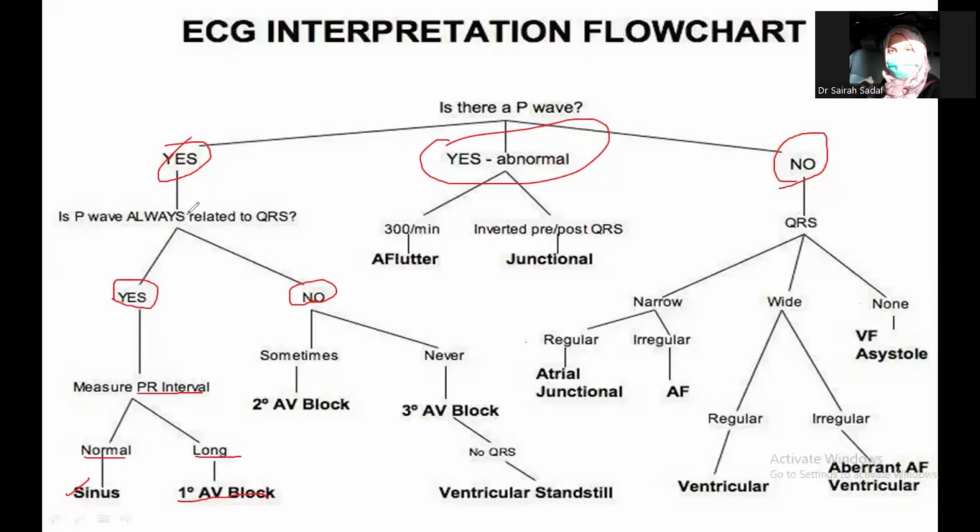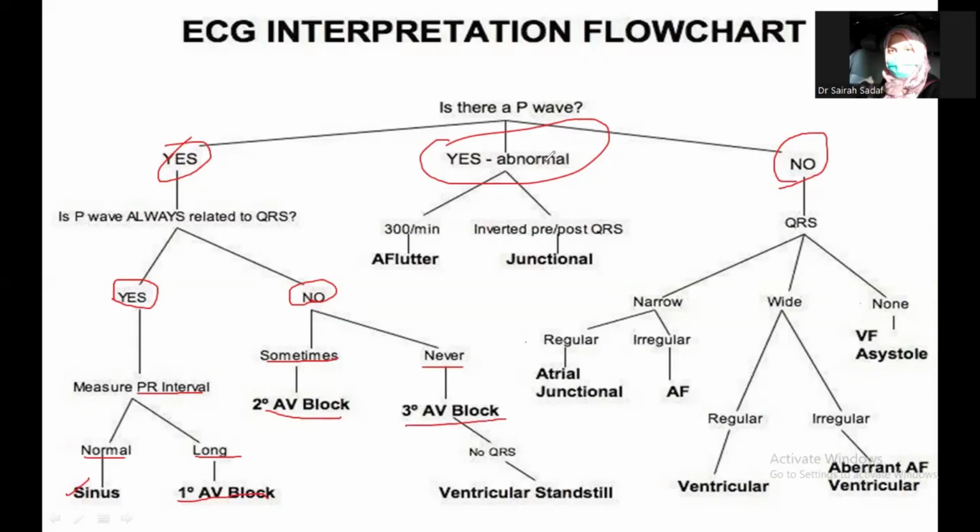Now, again, P wave is there. Is it related with the QRS complex? No, it's not related. It's coming on its own and QRS complex is coming on its own. So sometimes it's related and sometimes not, and sometimes never. If it is sometimes not related to the QRS complex, it's second degree AV block. But if it is totally not related to the QRS complex, as you know, third degree AV block, the wife is coming on her time, the husband is coming on his time. Remember that story? So it will be third degree AV block.